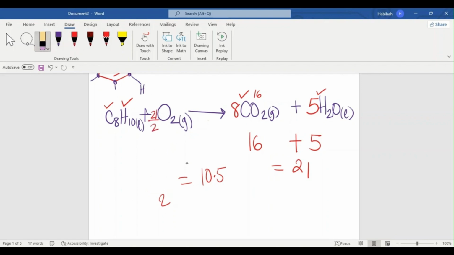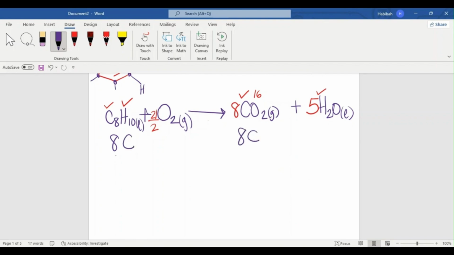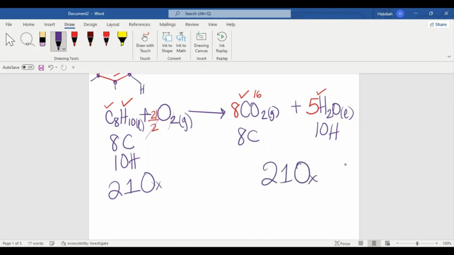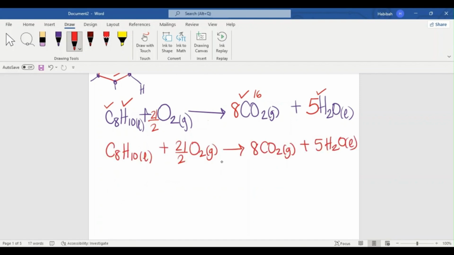When you look at all of this information, you would see that everything is balanced, right? We have a total of 8 carbons on both sides. We have a total of 10 hydrogens on both sides, and we have a total of 21 oxygens on both sides. So 21 divided by 2, you can think of it like canceling out, or you can just say 10.5 times 2, which is 21. So that will be 21 oxygens on both sides, right? And on this side, you have 16 plus 5, so that's a total of 21 oxygens on both sides. So that's it. Now we're just going to rewrite this equation. That's basically our work.